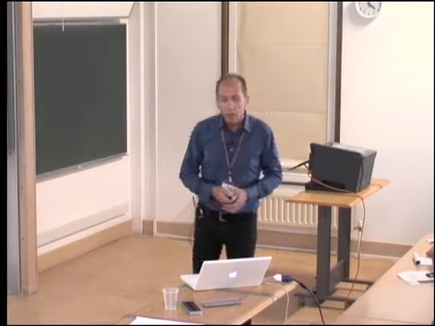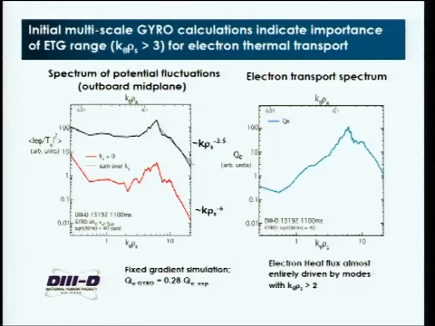So these are now preliminary GYRO calculations. These are not yet flux-matched calculations, so we don't start with an equilibrium profile and adjust the fluxes to be equal from these simulations. This is just done with a fixed gradient simulation. Consequently, the GYRO electron heat flux does not match the experimental. It only accounts for about 27 or 28% of it.